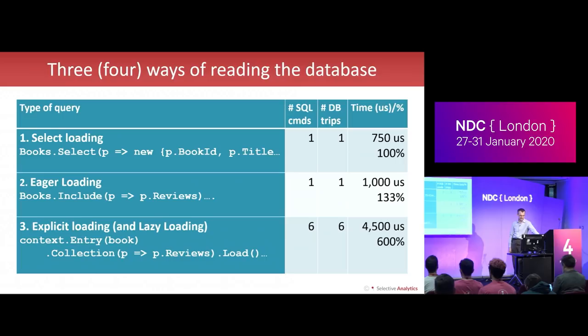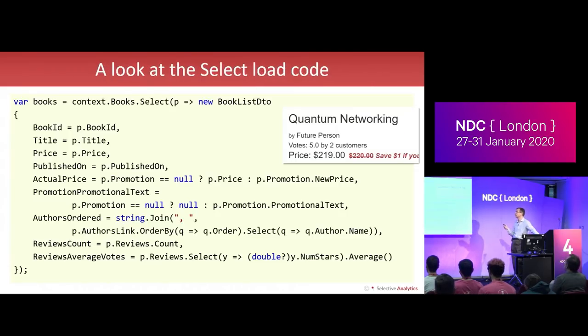So let me look at the select loading. So this is the select loading to build that. Looks horrible, and I'll break it down. But it's not as bad as you think, because by the end of running this, it's done everything, right? What you would have had to do with the other ones, and I had to do for the test, is pull in all the reviews, then count them, then do the average, then check whether there was a promotion and all that sort of stuff. It's all done in here. The benefits of this you will see in a minute.